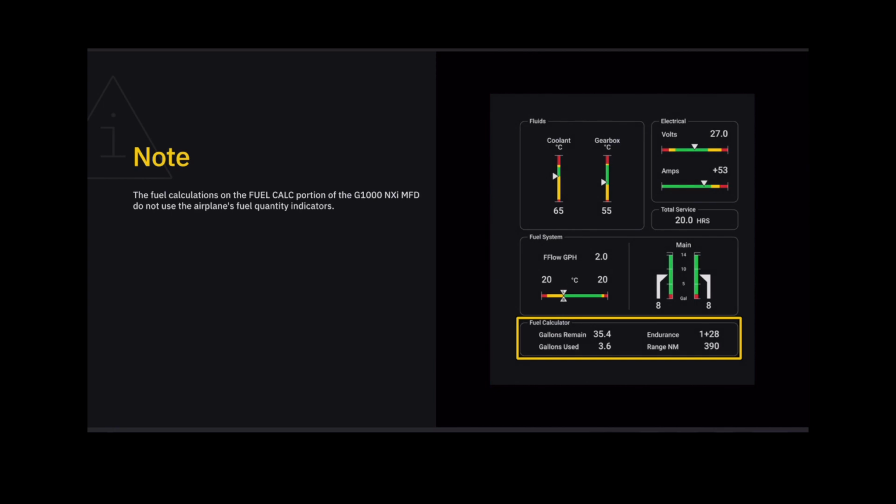Note: the fuel calculations on the fuel calculation portion of the G1000 NXi multifunction display do not use the airplane's fuel quantity indicators. The values shown are numbers, which are calculated from the last fuel quantity update, done by the pilot, and actual fuel flow data. Therefore, the endurance and range data is for information only, and must not be used for flight planning.